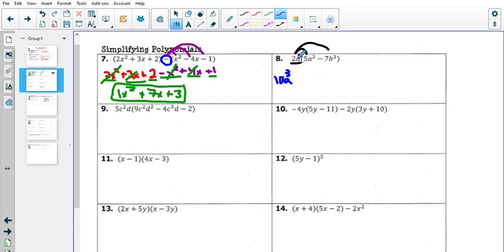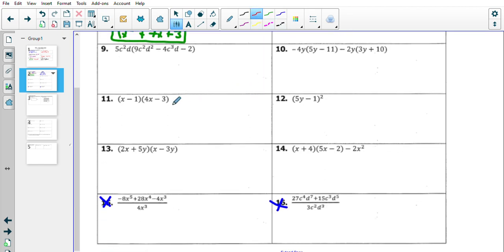Then we do the same thing with the 2a times the negative 7b to the third, 2 times negative 7 to give us a minus 14. I have an a out front, but there's no a to combine it with, so that a has to just come with it. And then I have a b to the third inside and nothing else to add it to, so that b to the third is just added onto the end. And I can't combine anything because they don't have the same terms, so we're done.